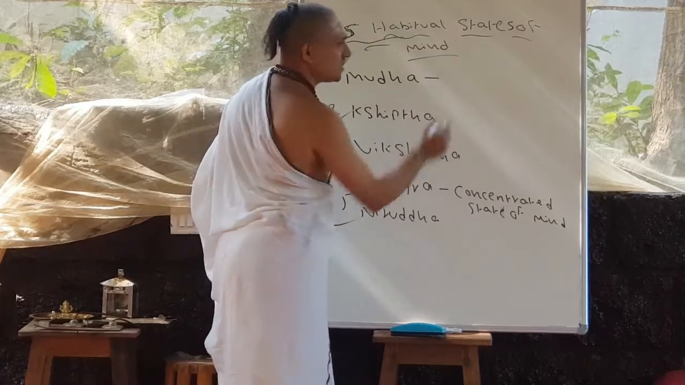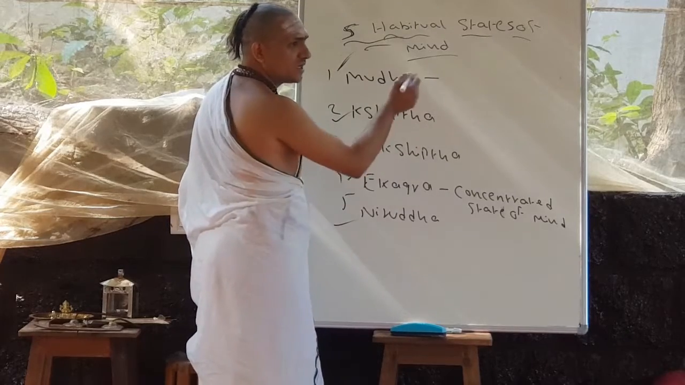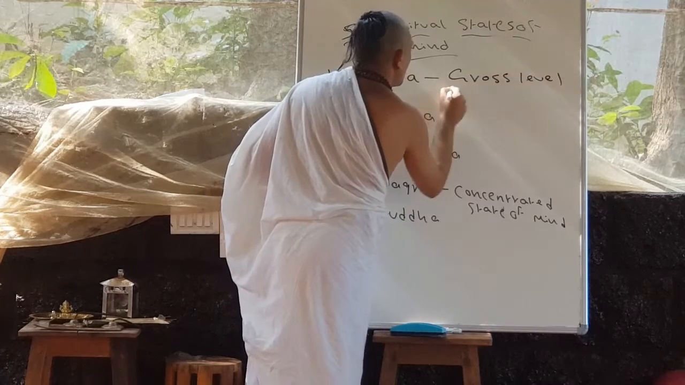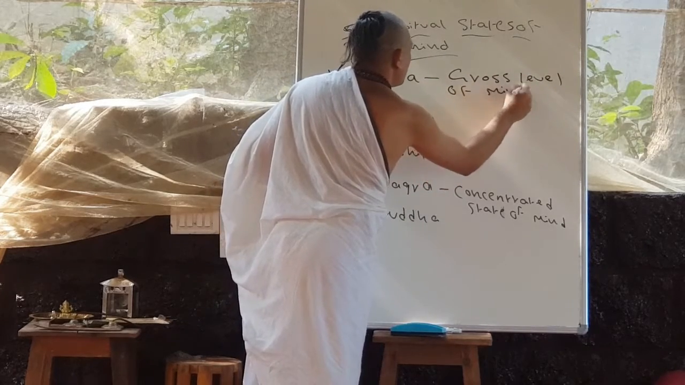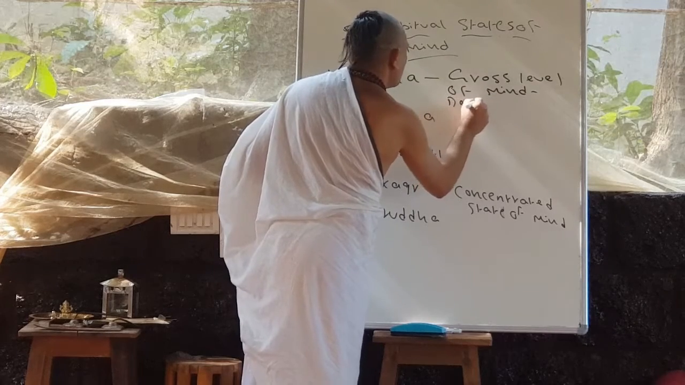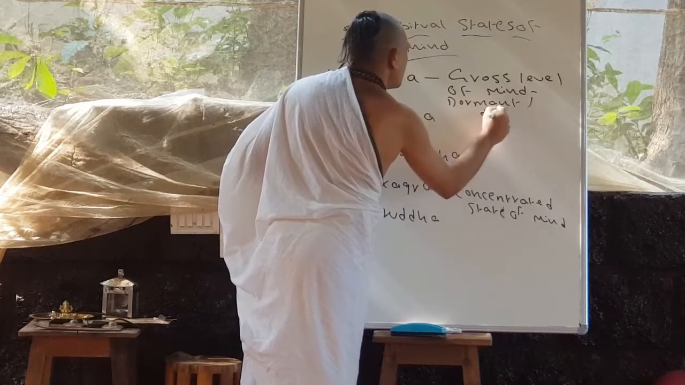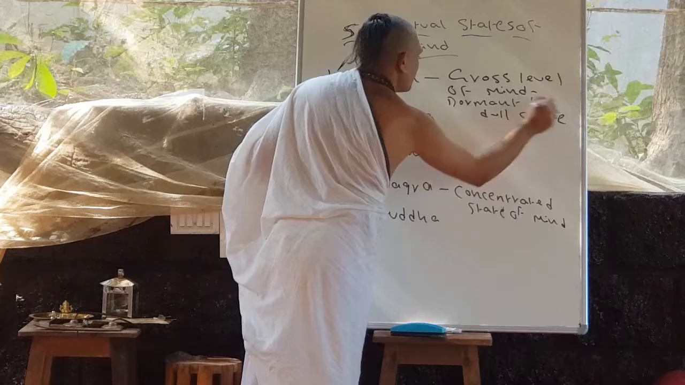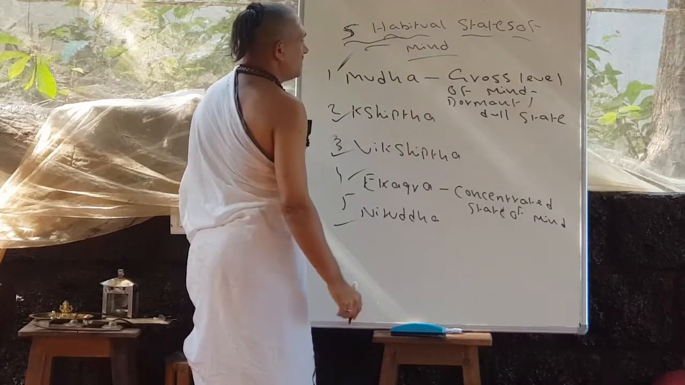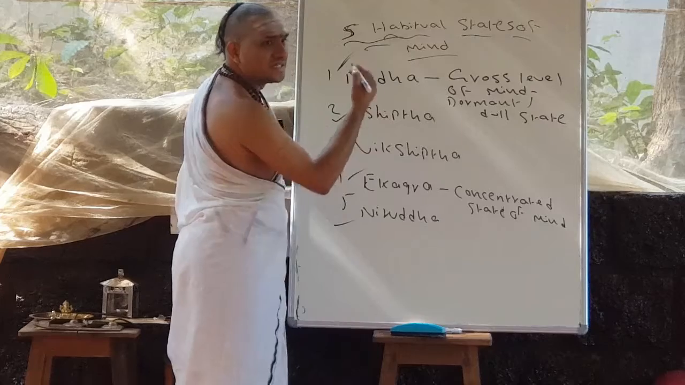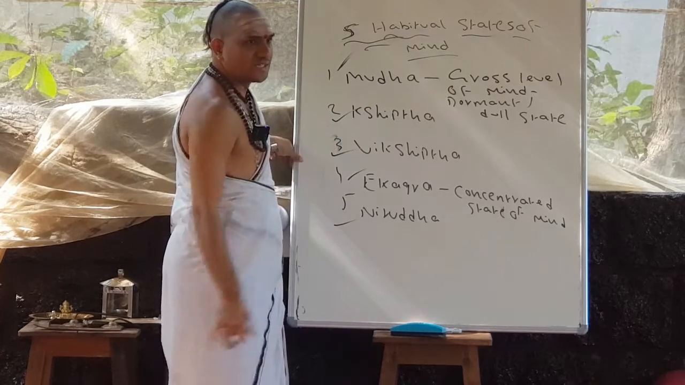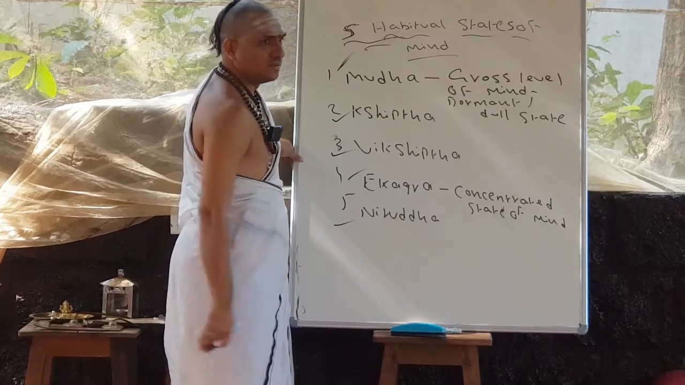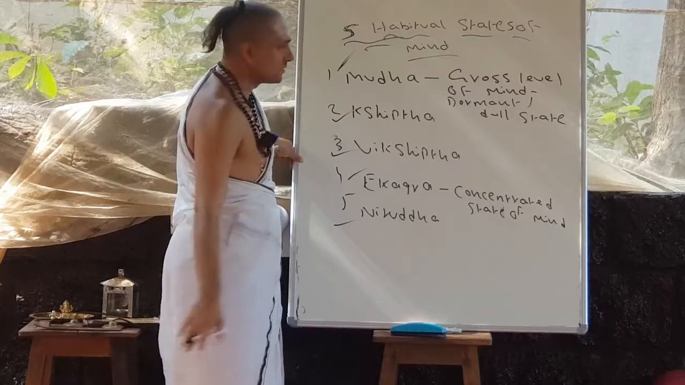Mudha means it is a dormant state, gross level energy, a very gross level state of mind. It is a dormant state of mind, and dullness is its quality. It is like a kind of inertia, a state where there is inertia, lethargy, dullness. The name for this dullness is Mudha. It is called the dormant state.